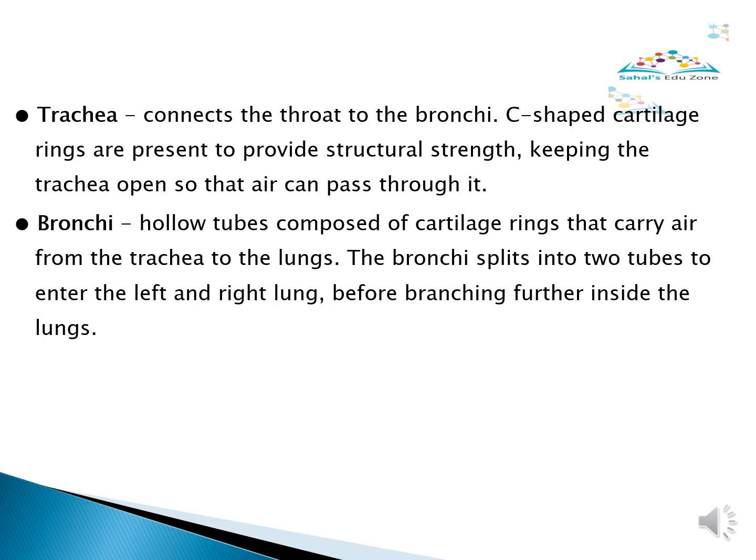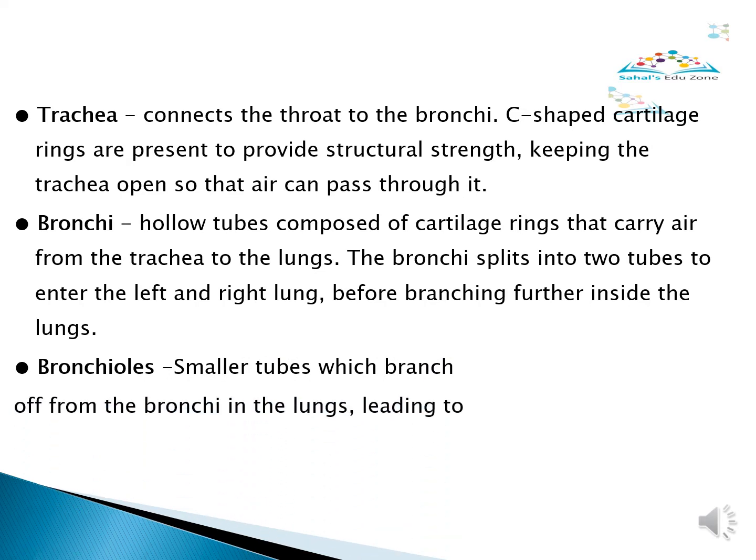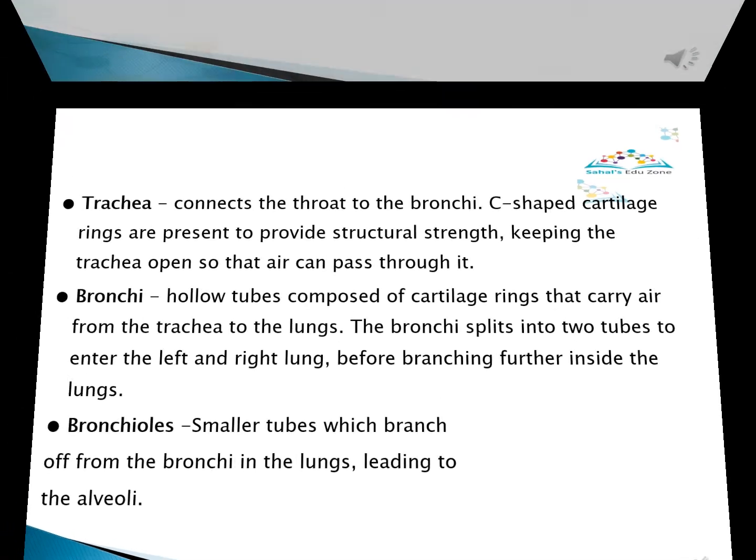Bronchi. Hollow tubes composed of cartilage rings that carry air from the trachea to the lungs. The bronchi split into two tubes to enter the left and right lung before branching further inside the lungs. Bronchioles. Smaller tubes which branch off from the bronchi in the lungs leading to the alveoli.